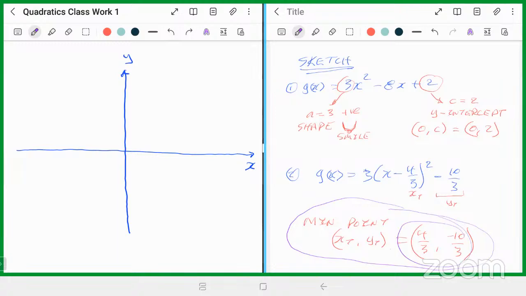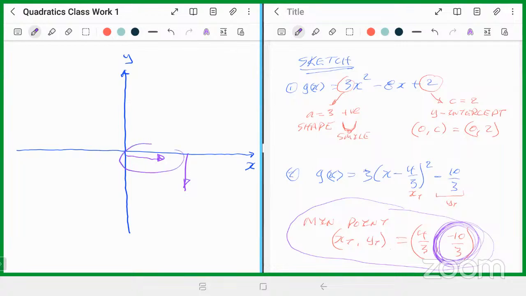It turns where the x value at the turning point is positive, and x values are positive to the right of the y-axis. And it turns where the y value at the point is negative, and y values are negative down below the x-axis. So with positive x and a negative y, we know that the turning point is somewhere down here in this quadrant.